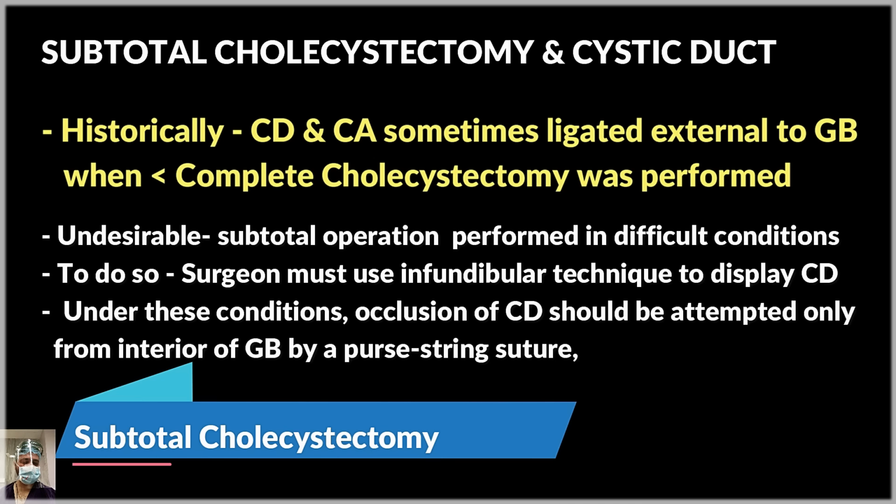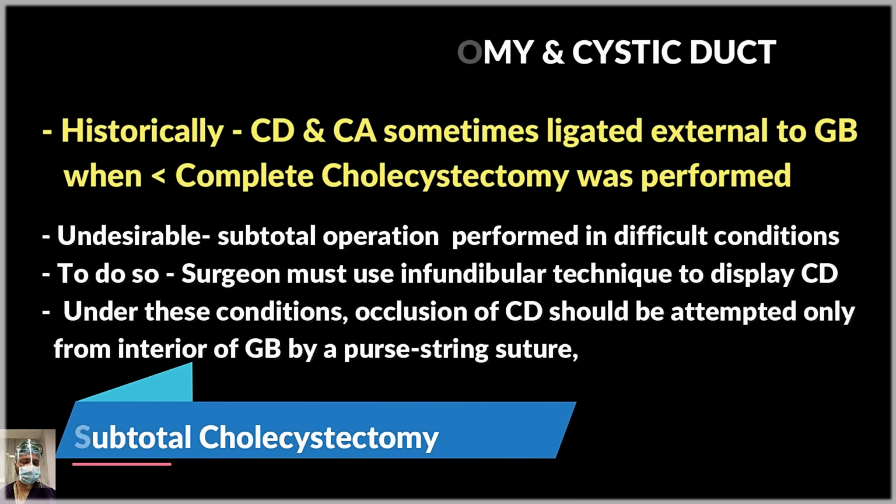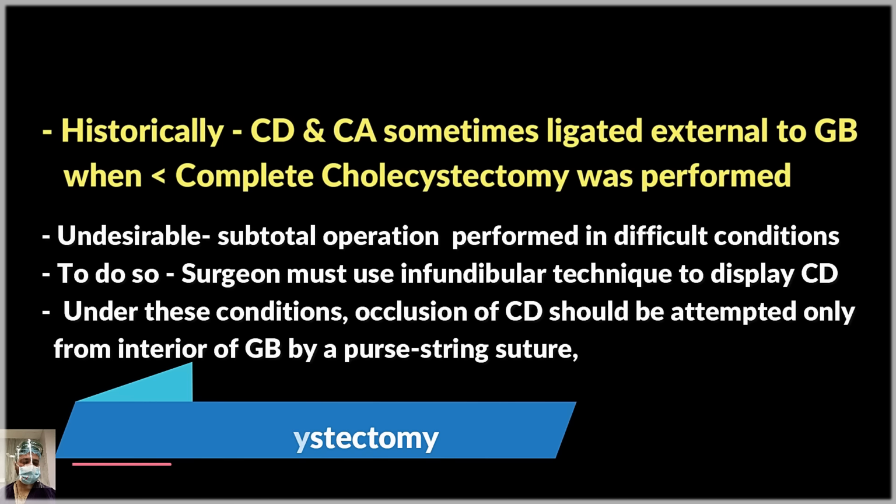Under these conditions, the occlusion of the cystic duct and cystic artery should be attempted only from the interior of the GB. We can simply ligate with the help of a purse-string, or if there is any bleeding from the GB valve, that should be suture ligated. But we should not try to ligate the cystic duct and cystic artery in the Calot or hepatocystic triangle.